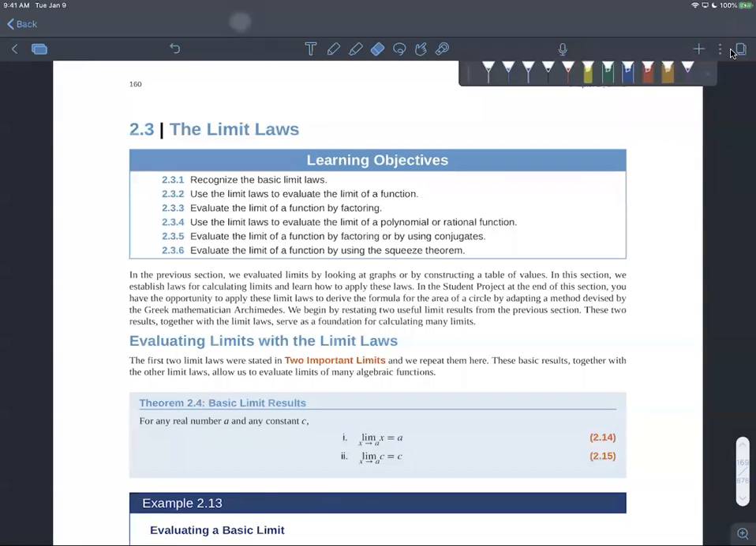All right, we are looking at section 2.3 and just reading the textbook again. This time we are talking about the limit laws.